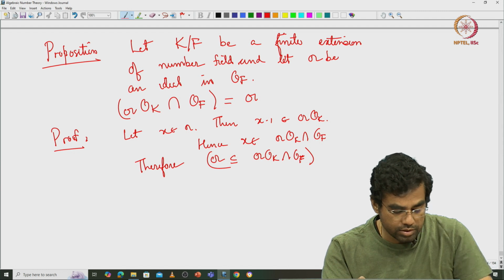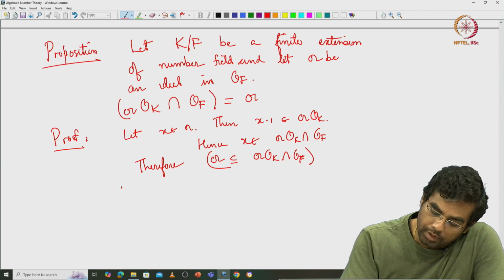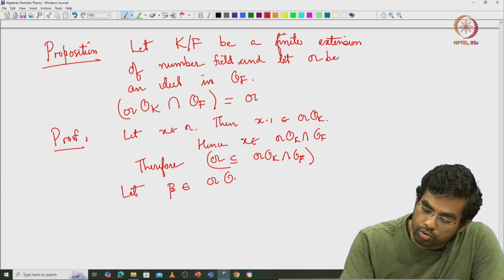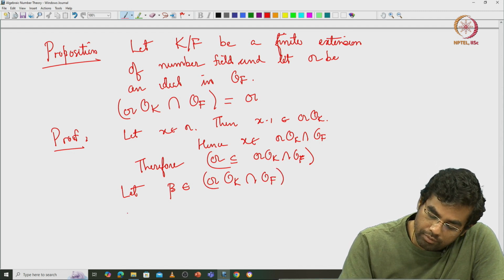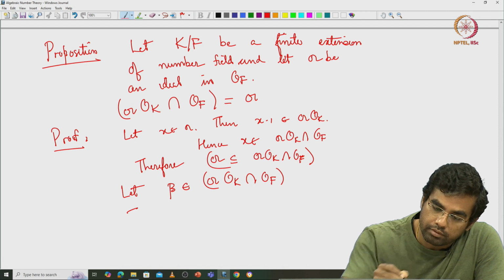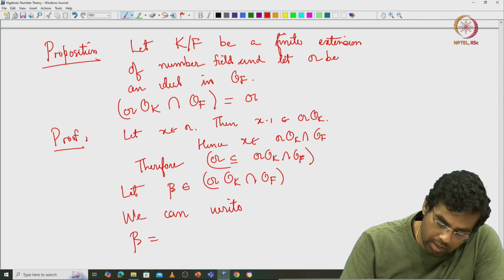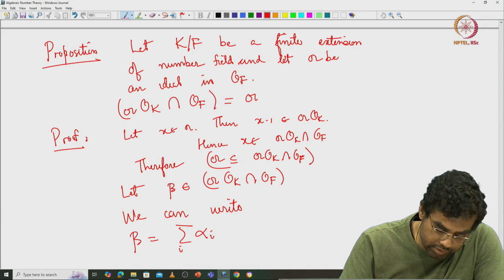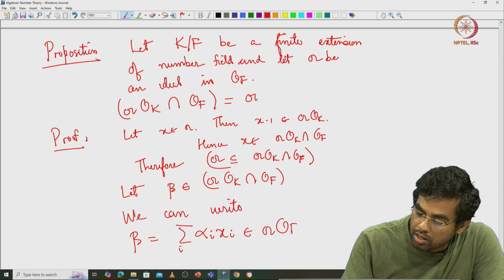The other inclusion is not difficult, but it requires the lemma that we proved before. So, let beta be an element in A O_K intersected with O_F. Okay. Therefore, we can write beta as a summation over i, going over some finite set, of terms in A O_K.